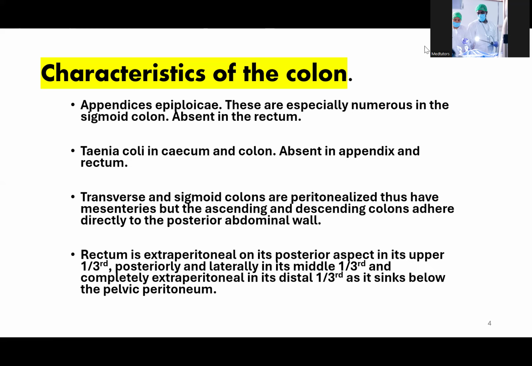The rectum is extraperitoneal on its posterior aspects in its upper one-third, posteriorly and laterally in its middle, and completely extraperitoneal in the distal one-third as it sinks below the pelvic peritoneum. So you should know for the rectum, in the upper one-third only the posterior part is extraperitoneal. The anterior and the lateral part are covered with peritoneum. The middle one-third is only the anterior part that is covered by peritoneum, while the distal third is completely extraperitoneal.